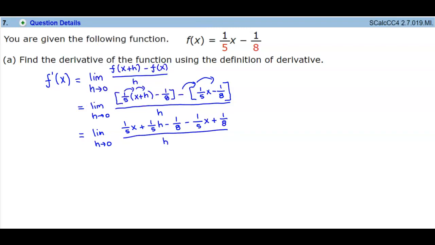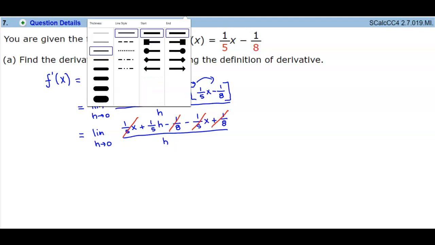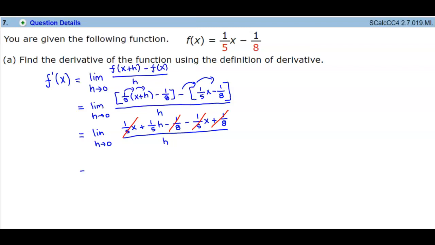Okay, so now what can we eliminate for 0? So we have 1/5 x minus 1/5 x. We have negative 1/8 plus 1/8. So what we have is the following. We have the limit as h approaches 0 of 1/5 h divided by h.